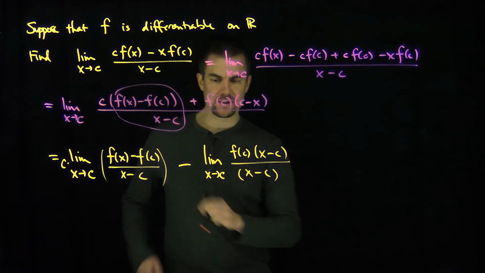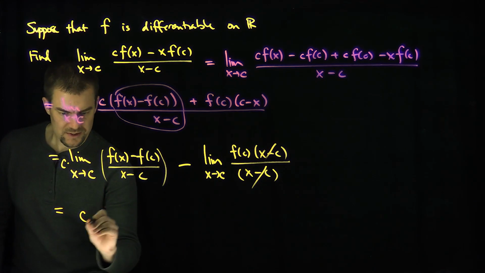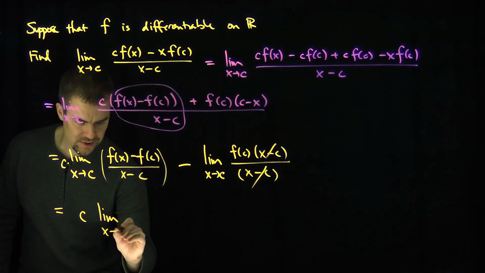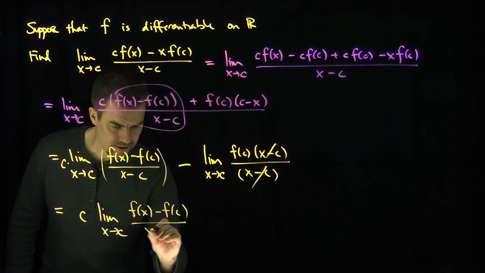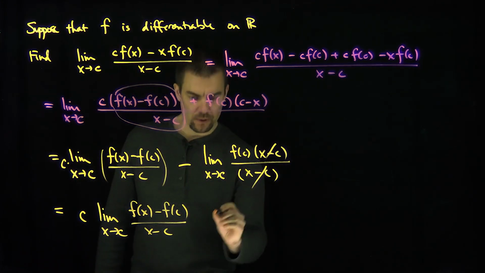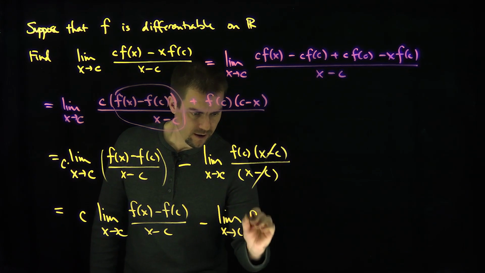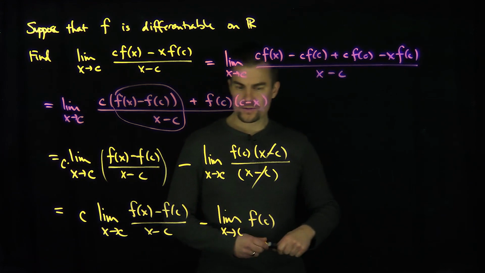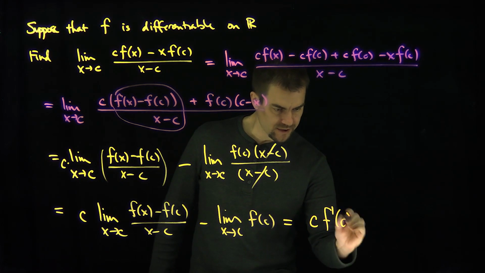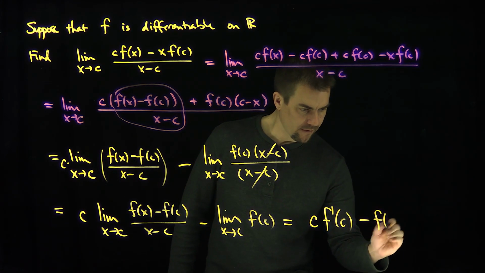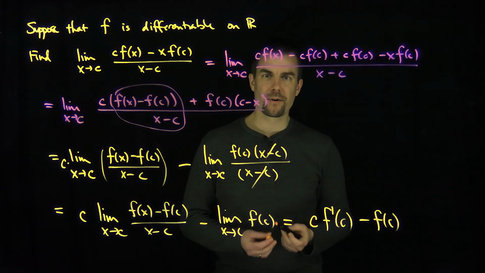And so now, of course, there's an x minus c in the numerator and denominator, so those are just going to cancel over here. So this is going to turn into c, the limit as x goes to c of f of x minus f of c over x minus c. And then this over here is just going to be minus the limit as x goes to c of f of c. And so this first limit over here is just going to be c times f prime of c. And then I'm going to have a minus f of c. And so that is the limit of this expression for any differentiable function on R.